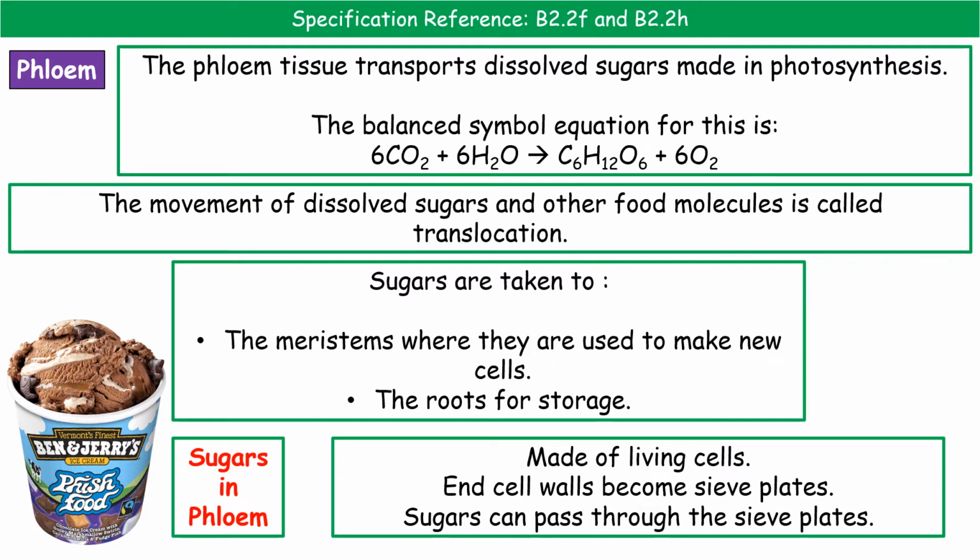Key things about our phloem cells then. They are living cells. They do still have end walls, but they've become sieve plates. So what we've actually done is punched little holes basically through it to make it so that larger molecules can cross easily.